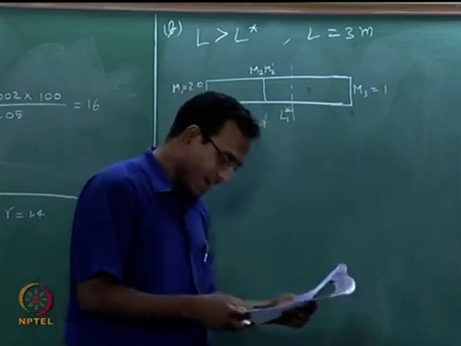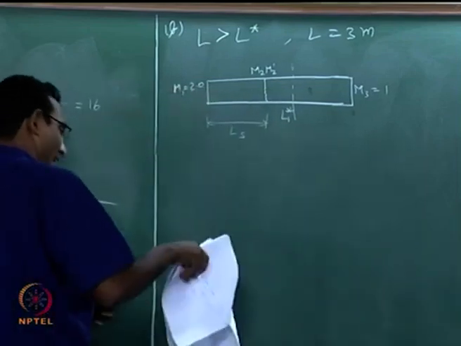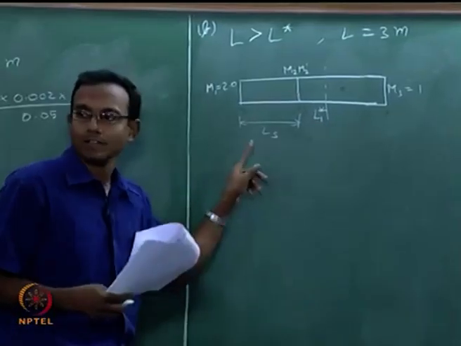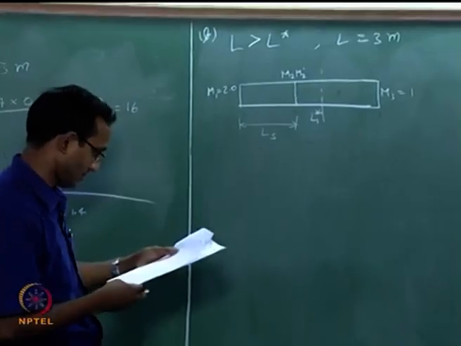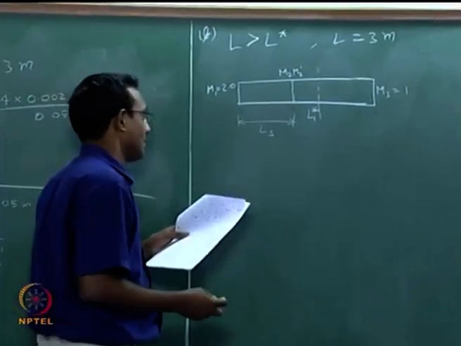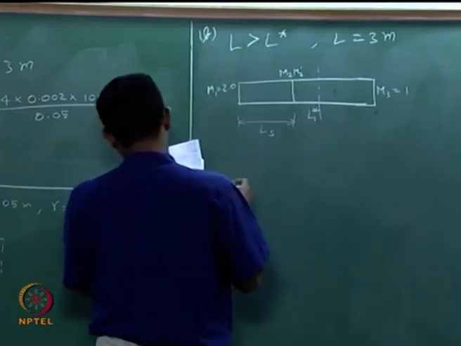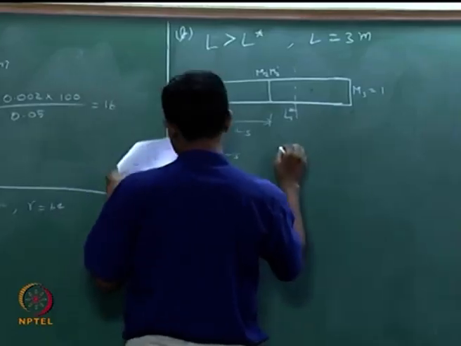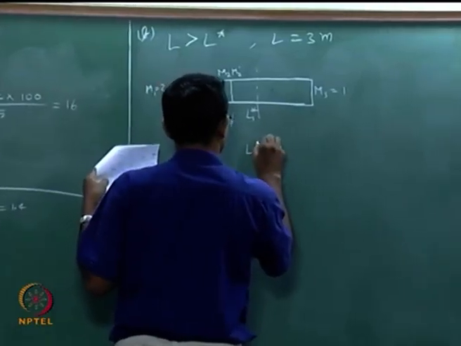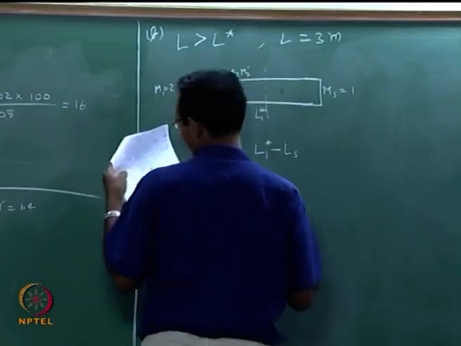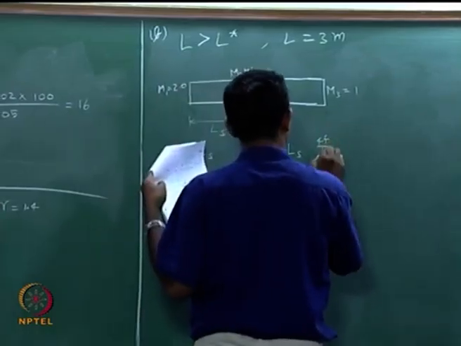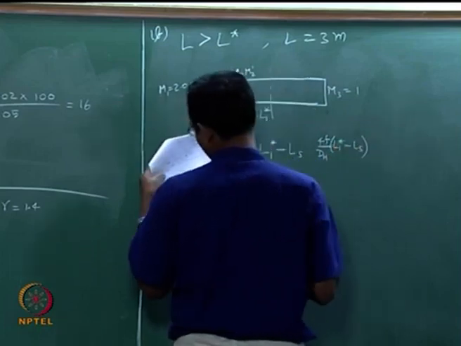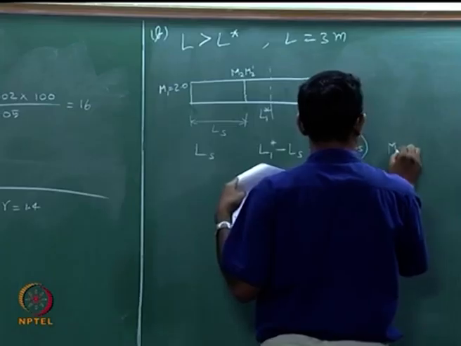So I have to go through some iterations here. I cannot directly guess what my LS will be, so I have to go through a set of iterations. I have gone through the iterations, so I will just give it to you. I will just tell you how it works. I am going to have a column of LS, L1 star minus LS, 4F by DH times (L1 star minus LS), and that is going to give me my M2.